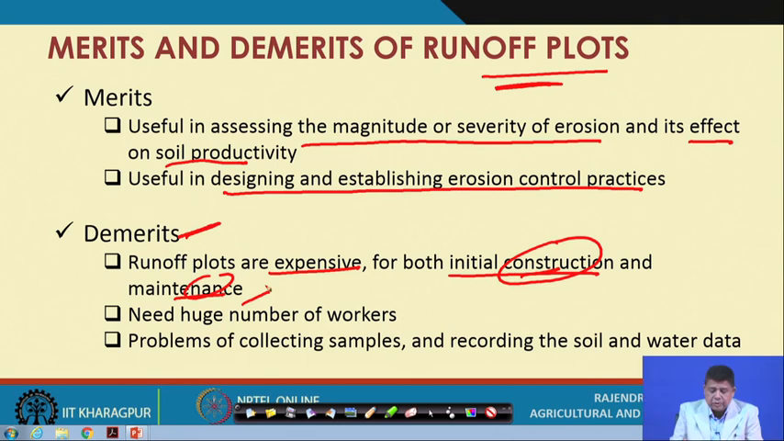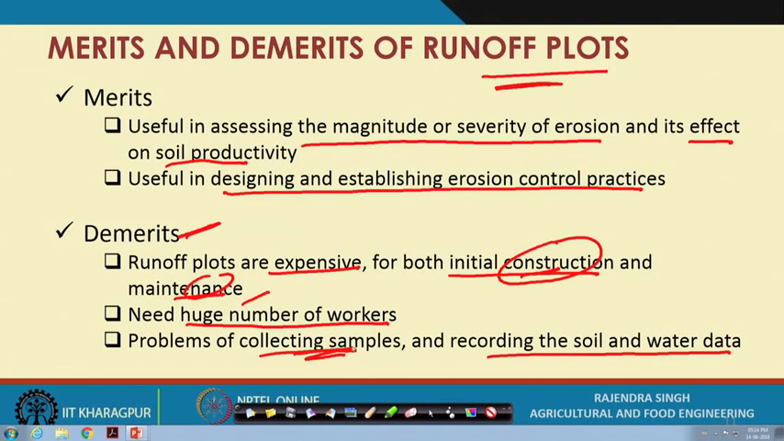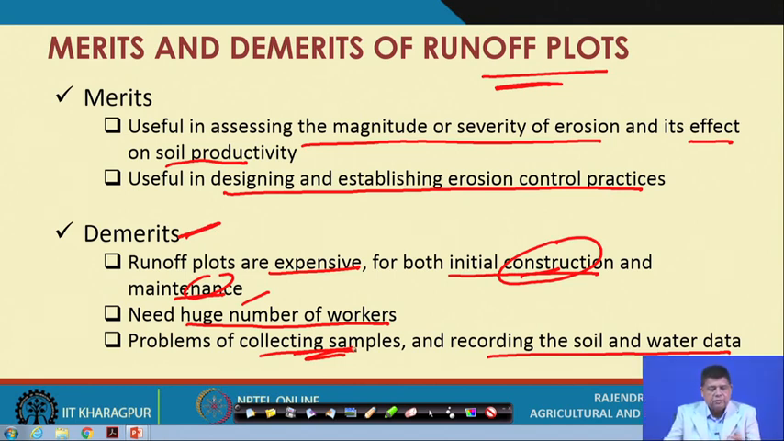And as most of the things are done in field conditions or in laboratory conditions, obviously a huge amount of labor is required. So, a large number of workers are required in order to do experimentation or to maintain runoff plots. And the problems of collecting samples and recording the soil and water data still remain, because it is quite open, quite large, especially if it is large plots or under natural rainfall conditions, then collection of samples is a problem. So, it is very difficult to collect the samples accurately. That is one of the demerits of runoff plots.